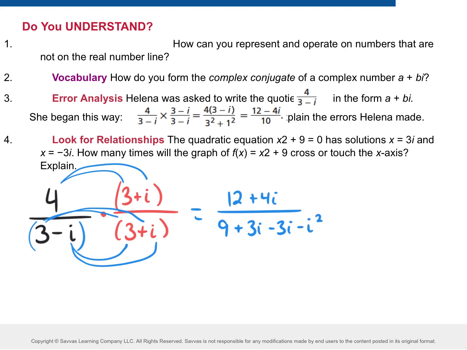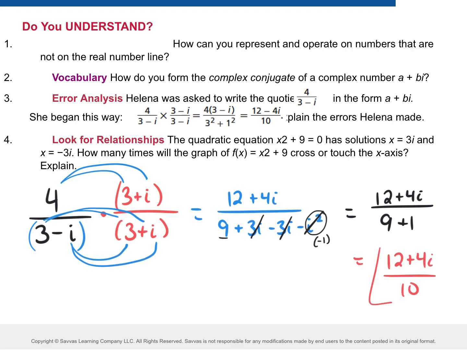Did anything happen, or can we do anything with the top? No, that's going to stay 12 plus 4i. What happens on the bottom? These cancel, right? What about this guy? It turns into negative 1. So we still have 9, 9, what's negative times negative 1? Plus 1. Again, did anything happen on the top? Nope. 12 plus 4i over 10. I'm cool with you leaving it like that.